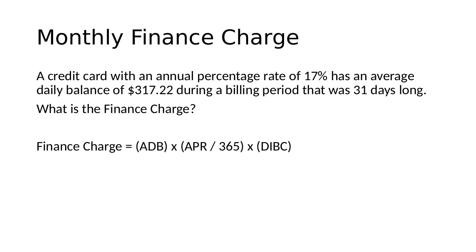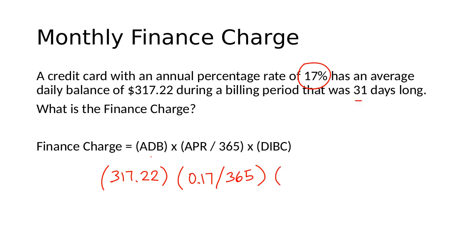A credit card with an annual percentage rate of 17% has an average daily balance of $317.22 during a billing period that was 31 days long. What's the finance charge? So we're going to use this formula to calculate the finance charge, and we'll start out with the average daily balance. That's $317.22. We're going to multiply that by the annual percentage rate, which is 17%. We'll convert that to a decimal, divided by 365. And then we'll multiply that by the number of days in the billing cycle, and here we were told that's 31.